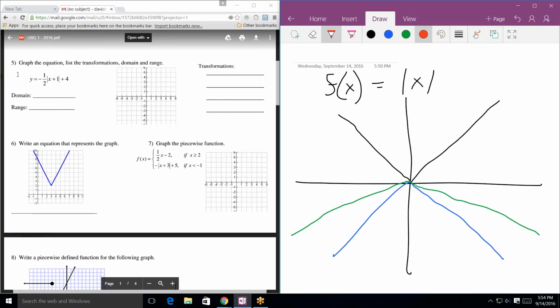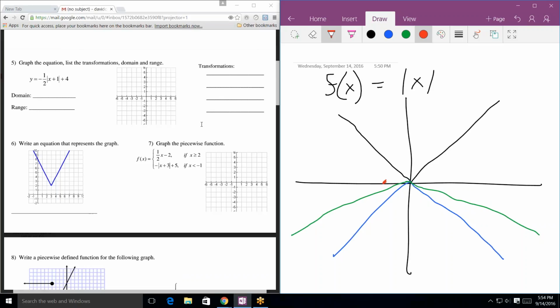Okay, and now the shift 1 unit left, I'm going to do in red. So it's going to look like this.